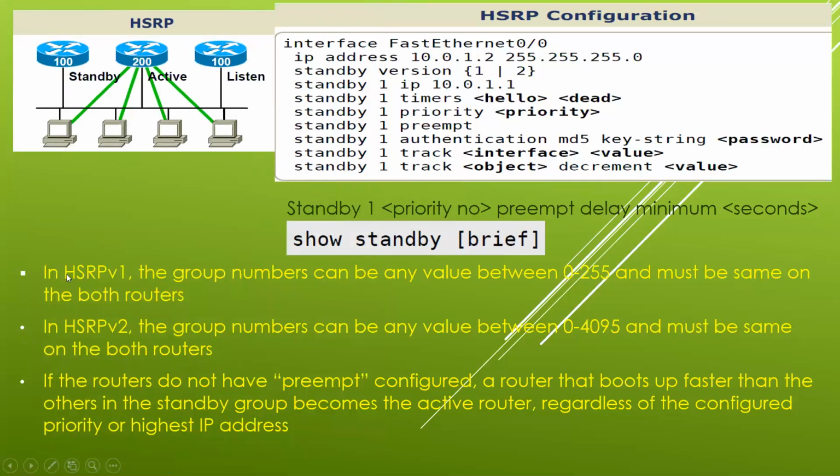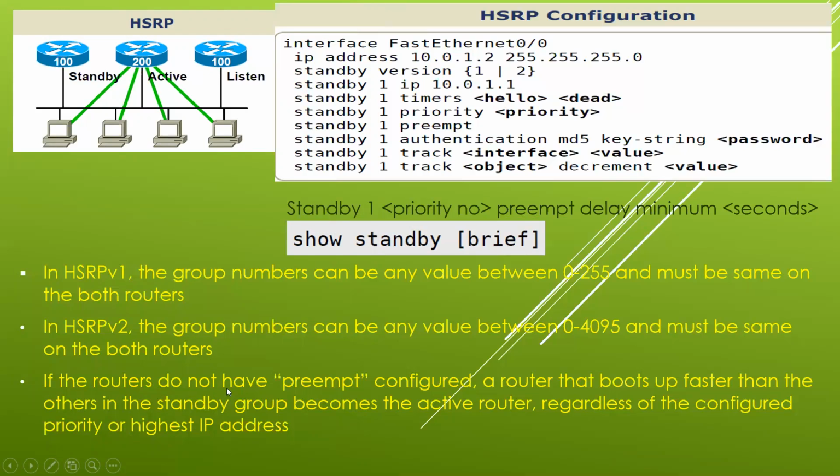Here there is a note: in HSRP version 1, the group numbers can be any value between 0 and 255 and must be the same on both routers. As you know, if you use group 1 on the first router, you need to use the same group on the second router. In HSRP version 2, the group numbers can be any value between 0 and 4095, and must be the same on both routers.